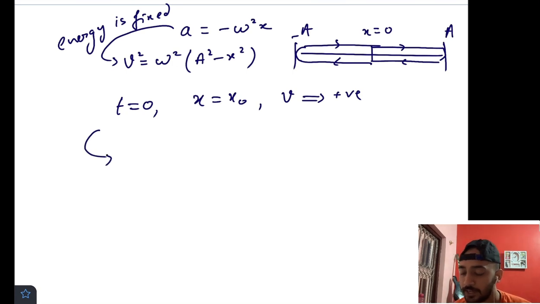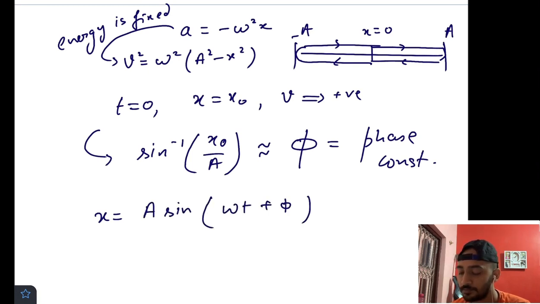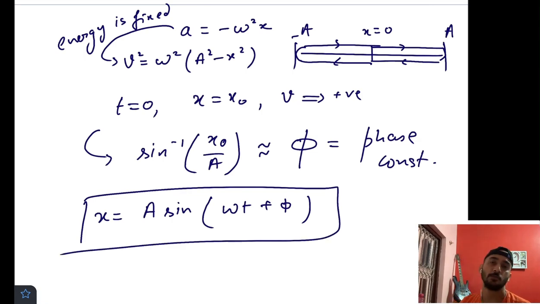From there we get another thing, that is sine inverse x naught by a, which we renamed as the phase constant. So out of all the infinite solutions we get a perfect solution, that is x equals a sine omega t plus phi. So phi depends on the initial boundary condition that is given by the examiner or anything. So let us do one example. From there we can understand the importance of phi.